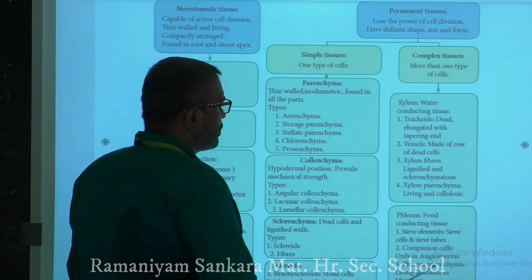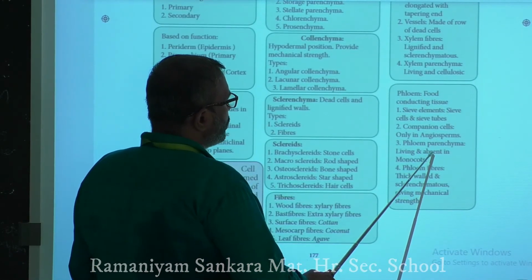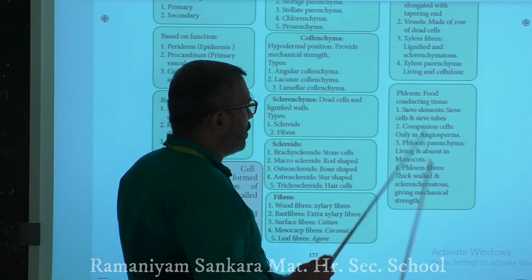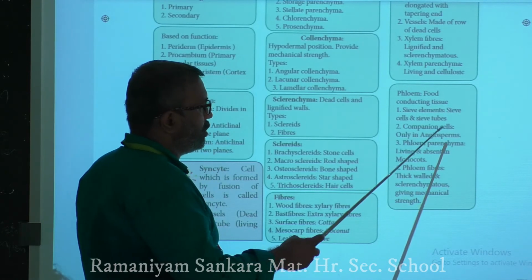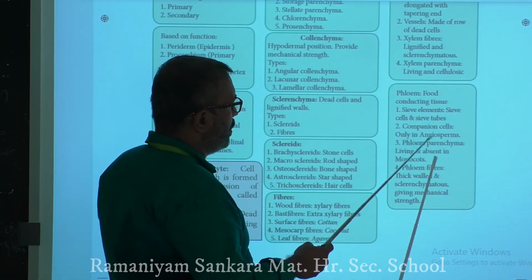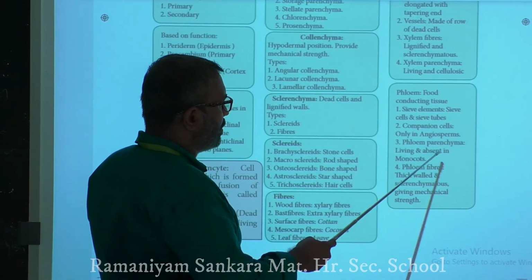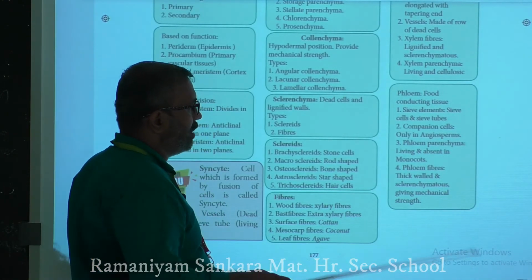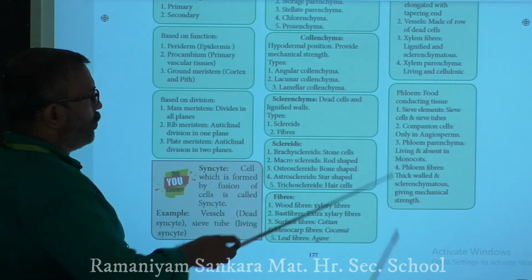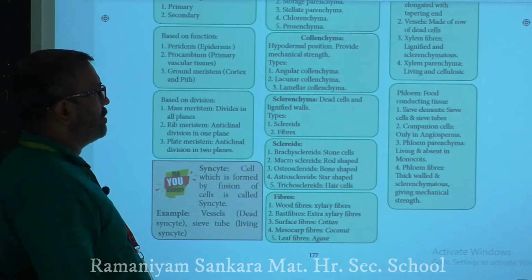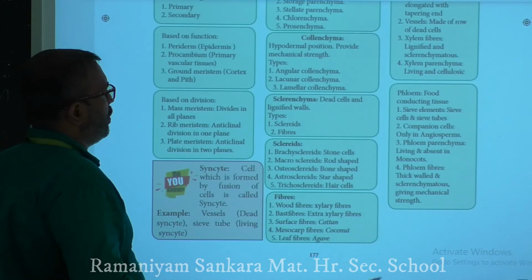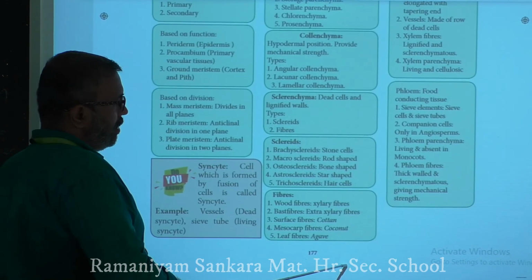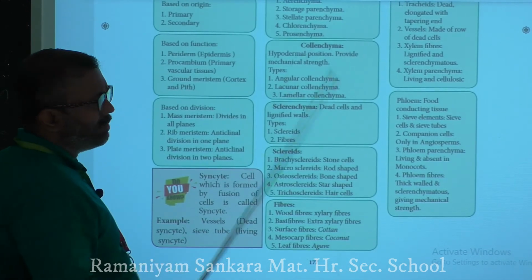It's very important. The phloem is also a food conducting tissue. They have four types of elements: sieve tubes, companion cells, phloem parenchyma, which is living and is absent in monocots, and phloem fibers, thick-walled, sclerenchymatous, giving mechanical strength. So that is the flow chart of complex permanent tissues and meristematic tissues.